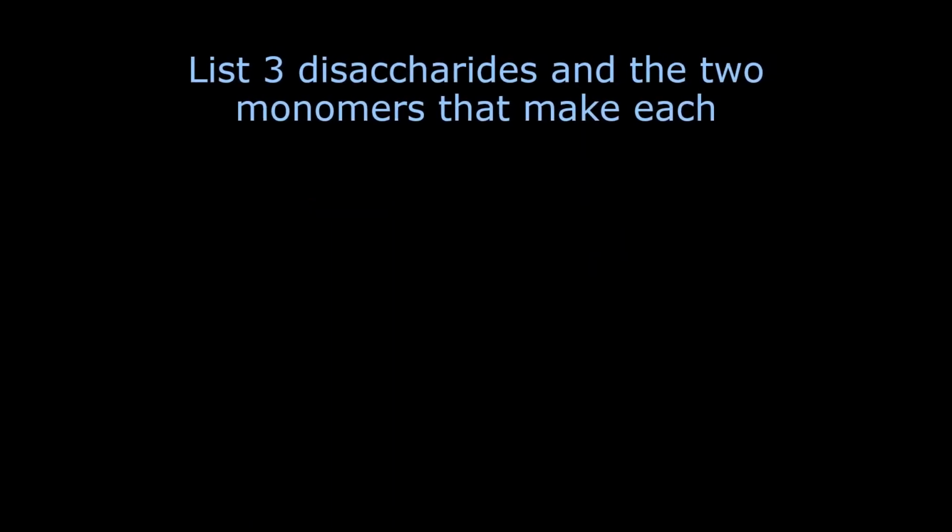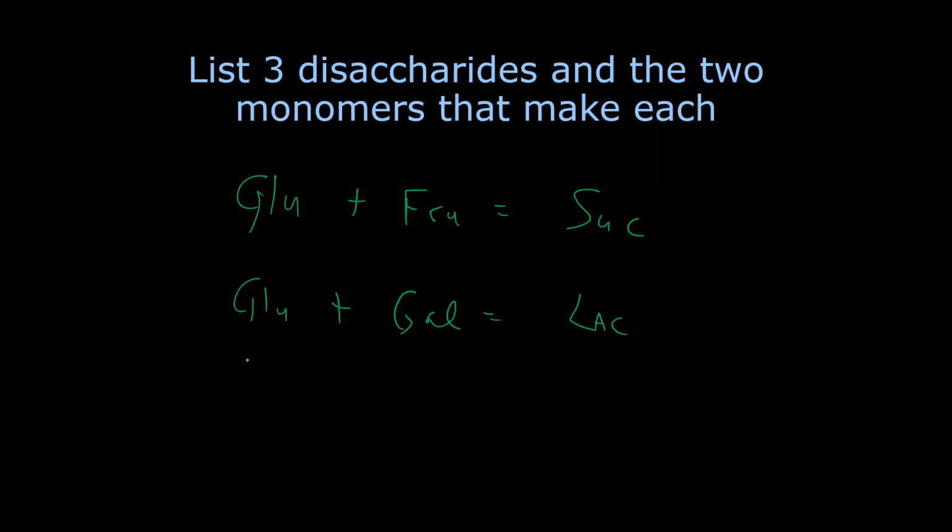List 3 disaccharides and name the 2 monomers that make each. So glucose, this is a straight memorization game. Glucose plus fructose equals sucrose. Glucose plus galactose equals lactose. And then glucose plus more glucose equals maltose.